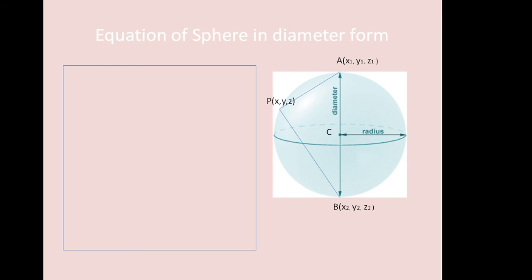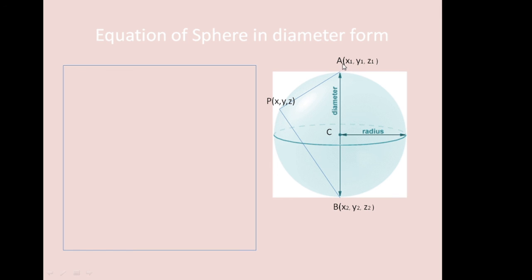Next, we will see the equation of sphere in diameter form. For that we consider a sphere with center C and consider any one diameter. Diameter is the largest chord, which is passing through the center of the sphere. So here we consider the diameter AB with extremities, that is endpoints, A and B. A has coordinates x1, y1, z1. B has coordinates x2, y2, z2. Take P as an arbitrary point of the sphere. Suppose its coordinates are x, y and z.